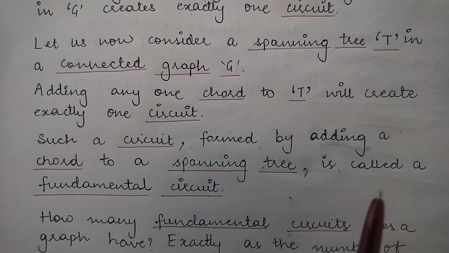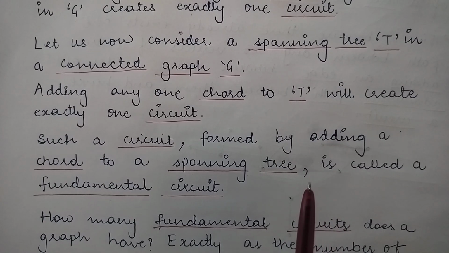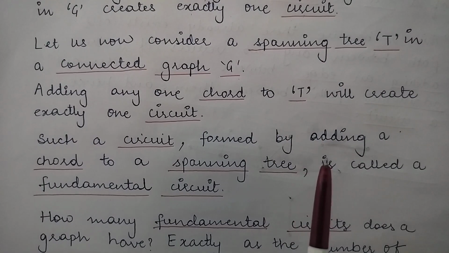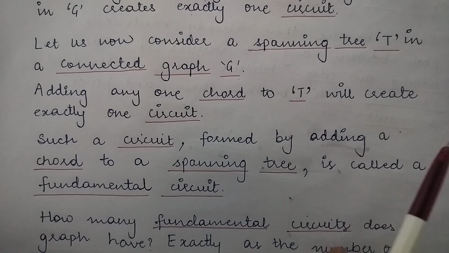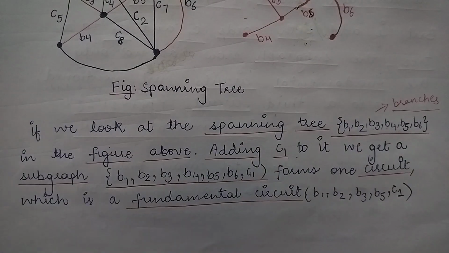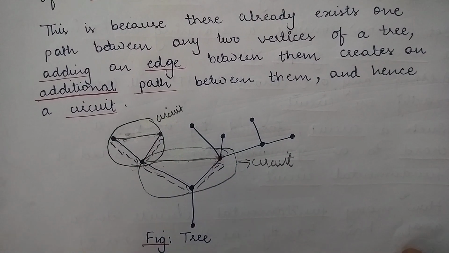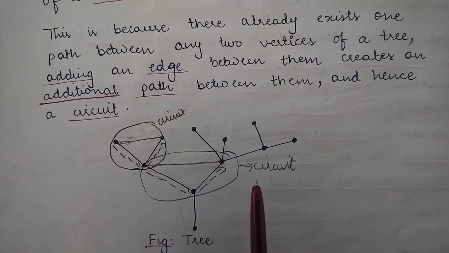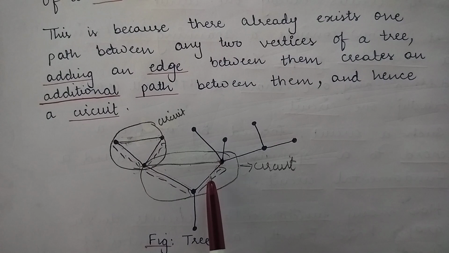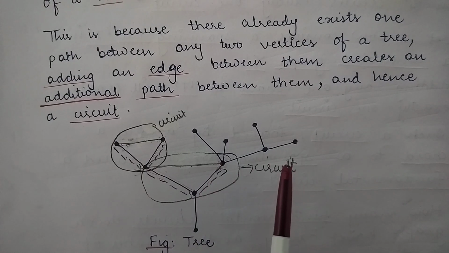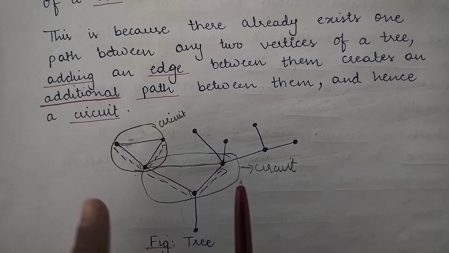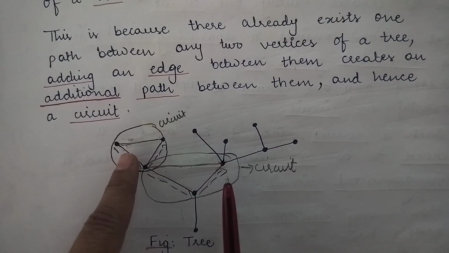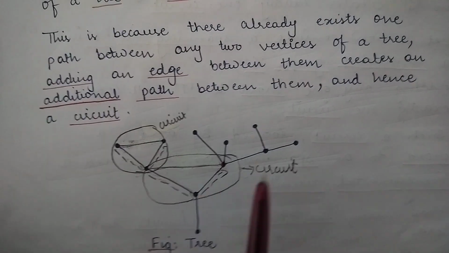So understand the difference between a circuit and a fundamental circuit. When we add an additional edge to the tree, here I am not saying spanning tree, I am saying tree, it is called a circuit. For example, if you consider this particular graph, this is a tree. But this is not a spanning tree, because this tree is not a subgraph of any other graph. It is a complete graph in itself. So this is a tree, this is not a spanning tree, and when you add an additional edge to this tree, it gives you a circuit.